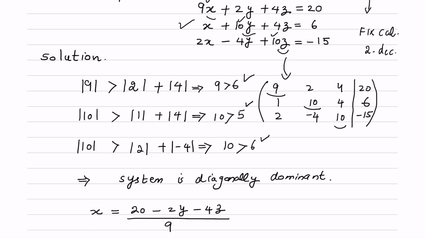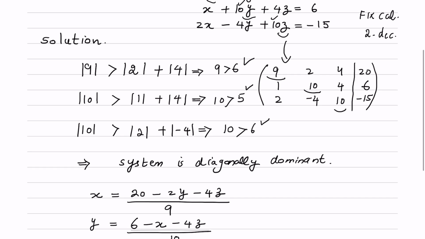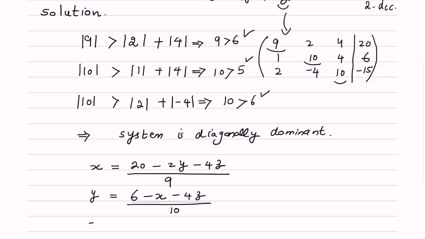From the second equation, the diagonal variable is y. We will write it on one side, and everything else on the other side gives us y equals 6 minus x minus 4z, whole divided by 10. Now from the third equation, we have to separate the variable z, which we are calling the diagonal variable. It gives us z equals minus 15 minus 2x plus 4y, whole divided by 10.